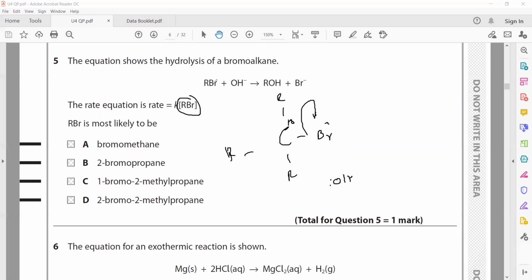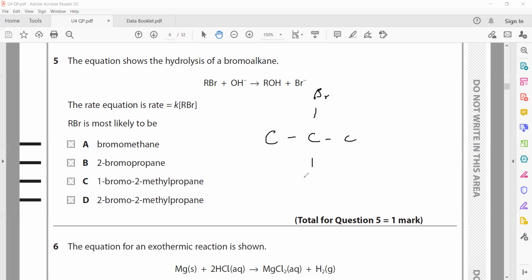So which of them is a tertiary? You have to draw the structure. If I draw the structure of 2-bromo-2-methylpropane, yeah, D is the right answer, because when I draw the structure of 2-bromo-2-methylpropane, I select the longest chain. So this is a carbon surrounded by three alkyl groups. So OH does not find space. That's why D is the right answer.